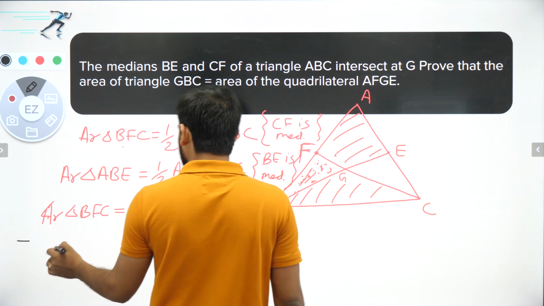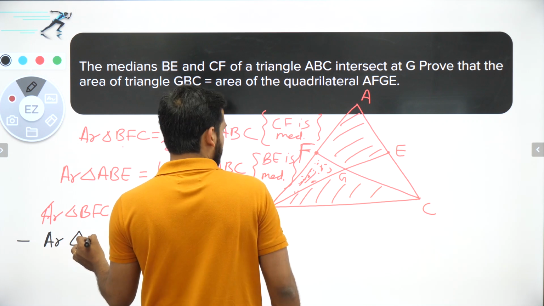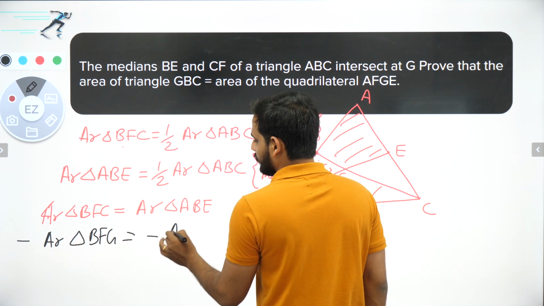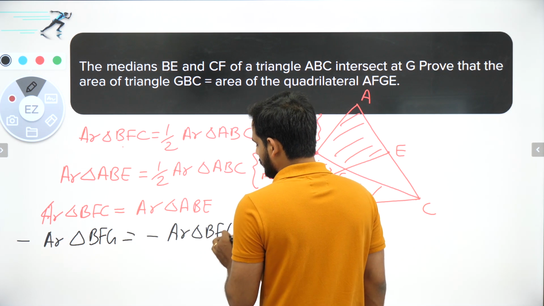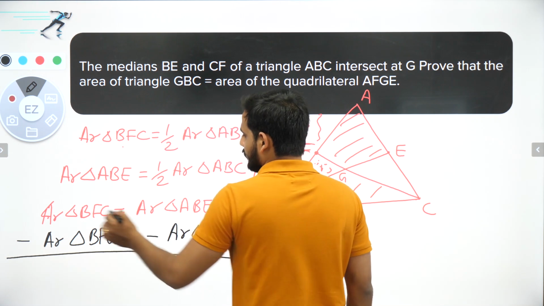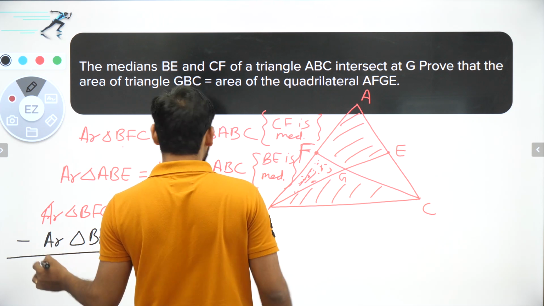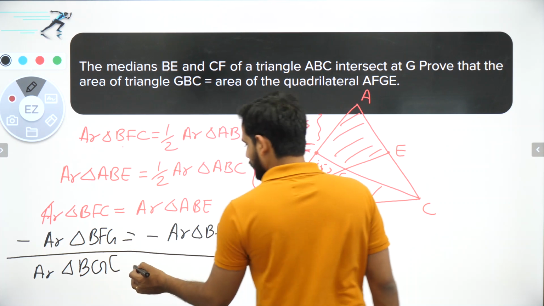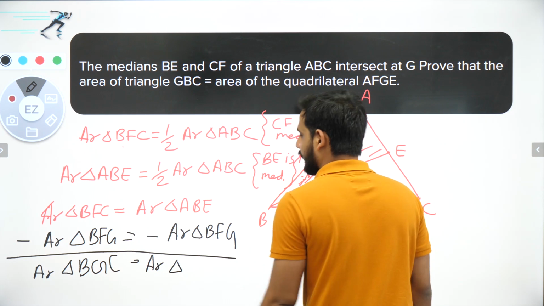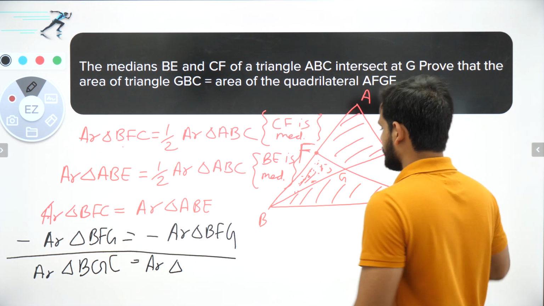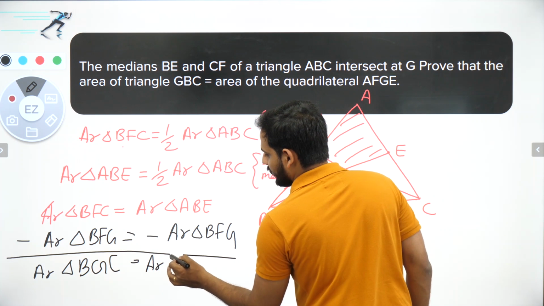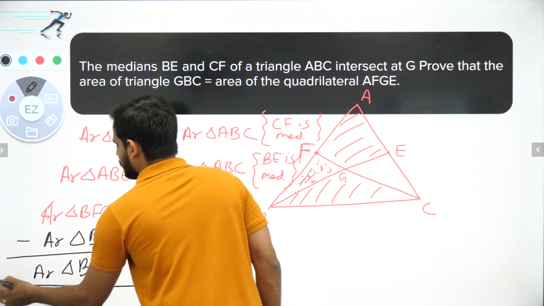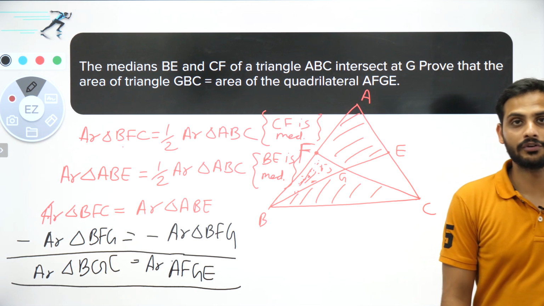So subtract the area of triangle BFG from both sides. You will be left with, from BFC, if you remove BFG, the area of triangle BGC is equal to the area of quadrilateral AFGE, which was the requirement.